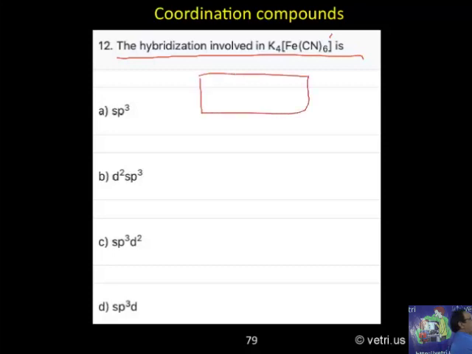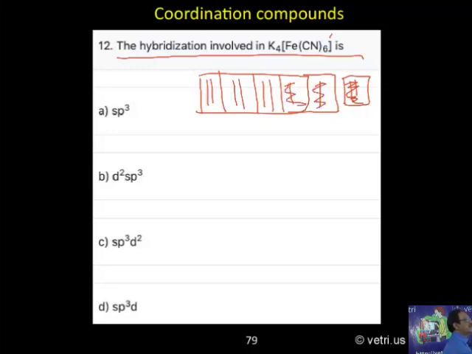You write iron first. Please follow me. You write iron. What is the iron configuration? Scandium, titanium, vanadium, chromium, manganese, iron. d6, that is 3d6 4s2, right? Oxidation state is 2 plus. Cyanide is a strong ligand. Strong means pairing. So what will happen now?